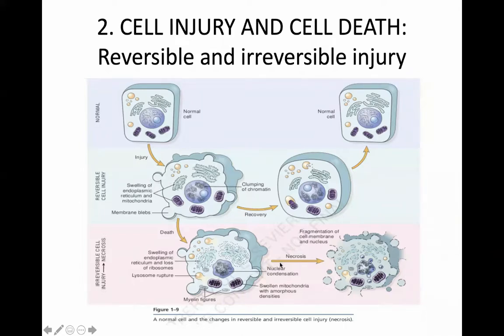And then once it begins to progress into irreversible injury, this is chromatin agglutination. So, swelling of the endoplasmic reticulum. These are the rough endoplasmic reticulum. They also lose their roughness at this point. So those black dots that you find floating within the cytoplasm are lost from the rough endoplasmic reticulum.